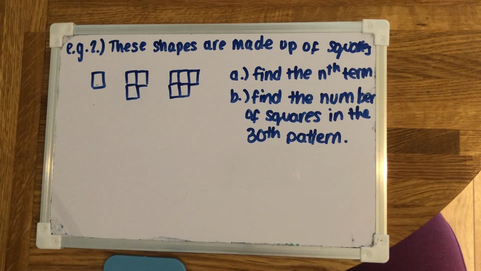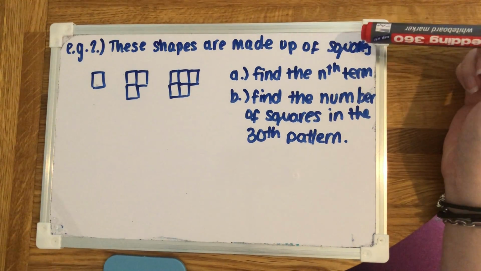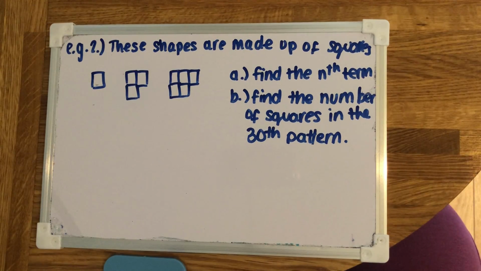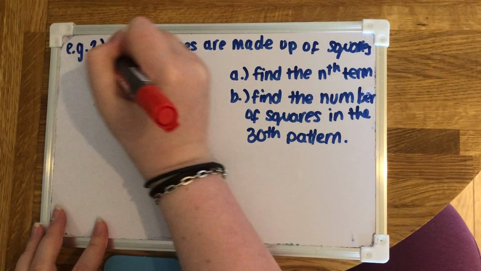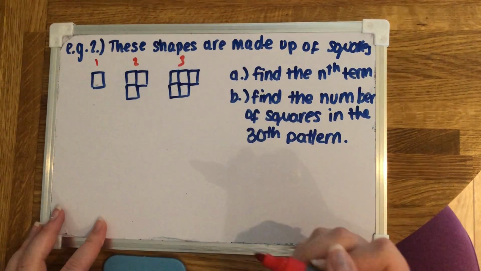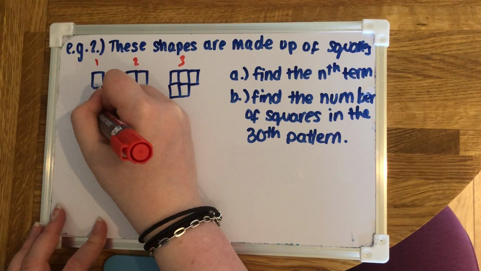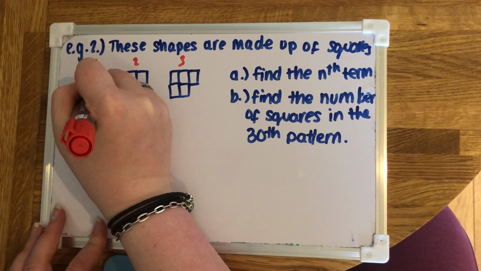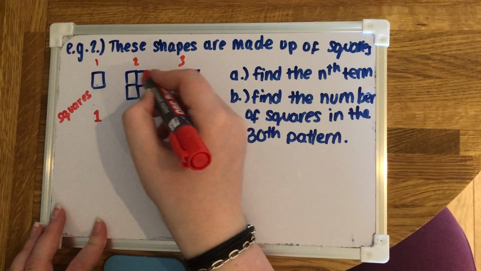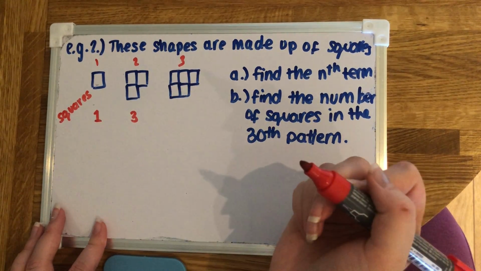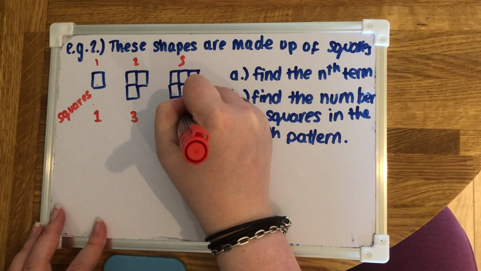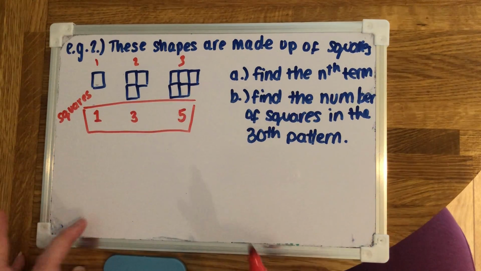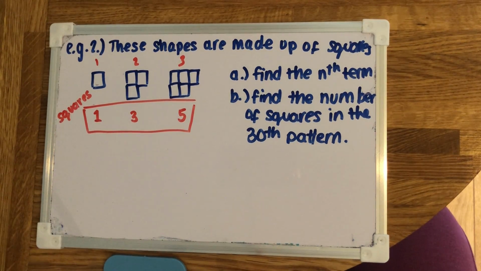So we're told that the shapes below are made up of squares. That means we're going to have to count the squares in each pattern. Pattern number 1 has 1 square. Pattern number 2 has 3 squares, and pattern number 3 has 5 squares. So these are the numbers that we need to find the nth term of: 1, 3 and 5.